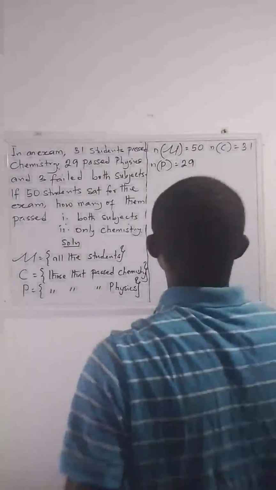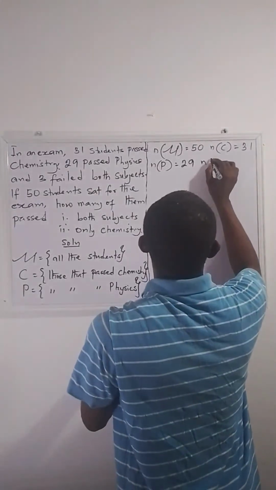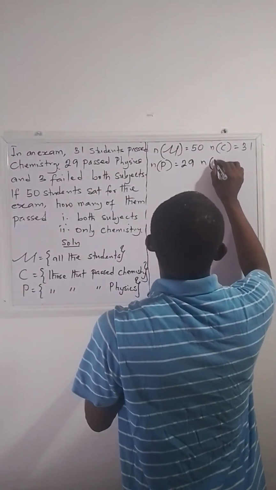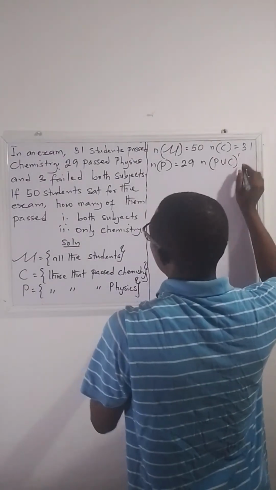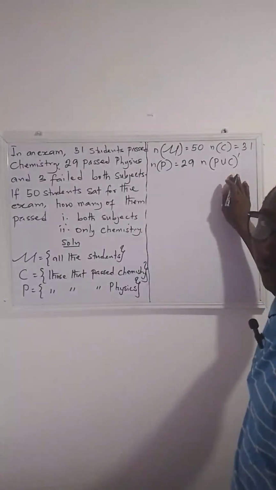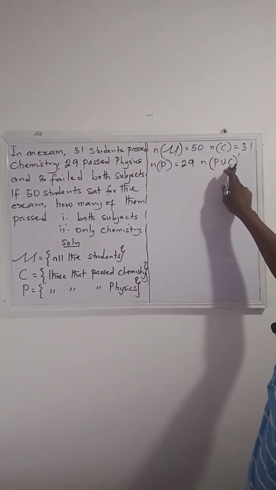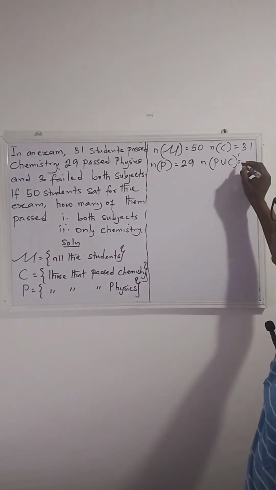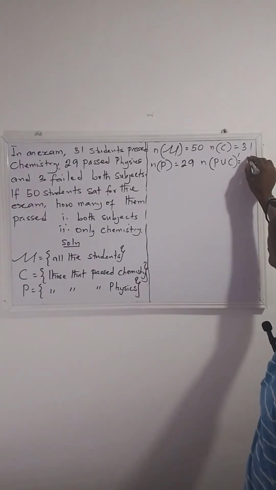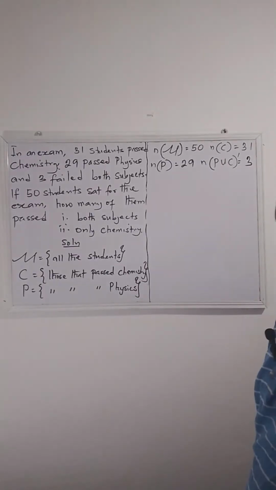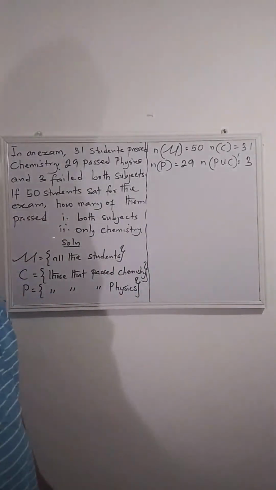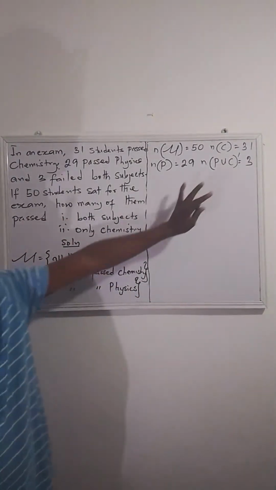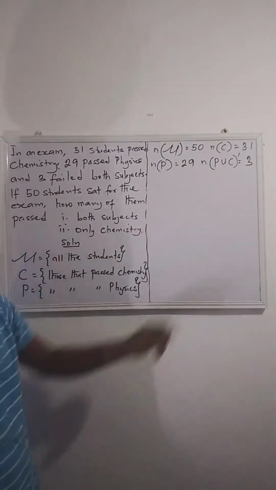The set notation is going to be the number of P union C complement. Okay, this is the set notation. P union C complement. And that is going to be 3. From the question, we have 3 of them. So now, after this, we represent the information on our Venn diagram.